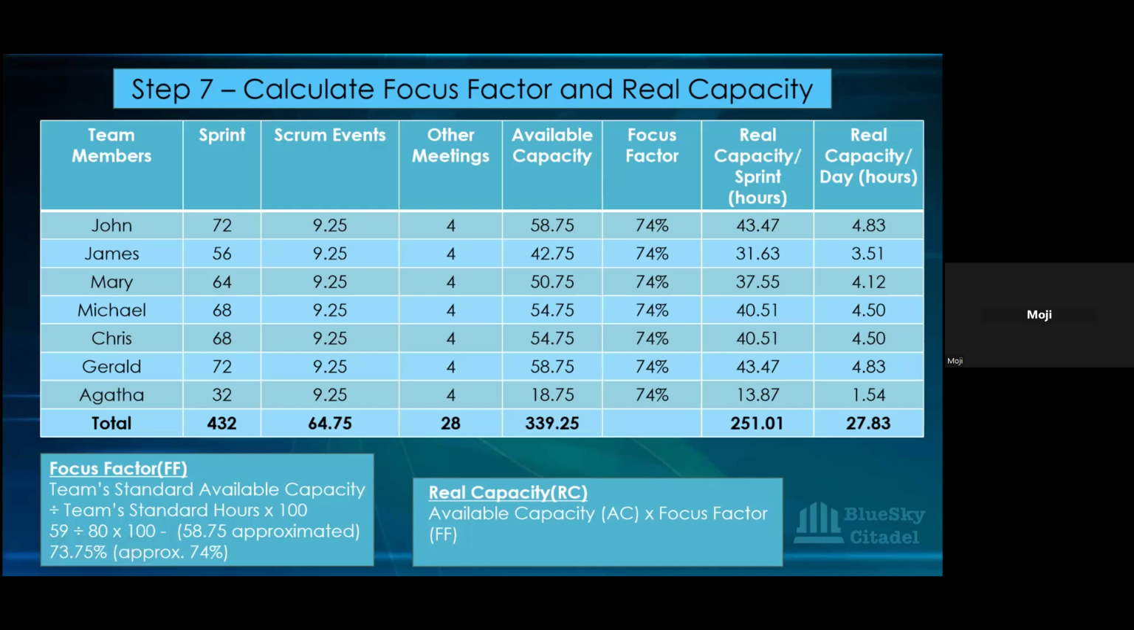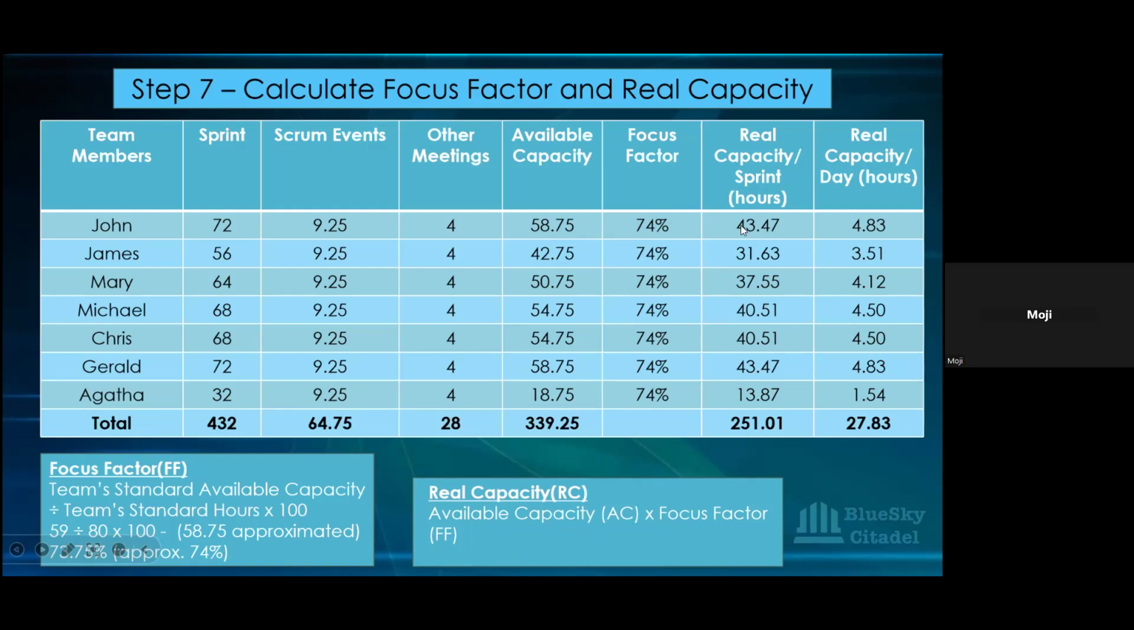Now, for us to get our real capacity, which you can use to plan what you take into sprints, or that the teams can use to commit to work that they need to do, is the real capacity. Now, to calculate your real capacity, you're just going to multiply the available capacity, which is days, times the focus factor. So for John, you'll have 58.75 times 74%, which will be 58.75 times 74 divided by 100. And then you will get this per sprint.